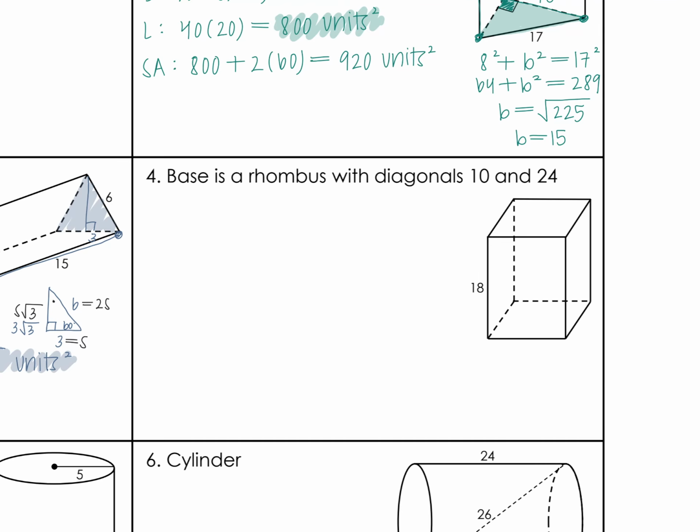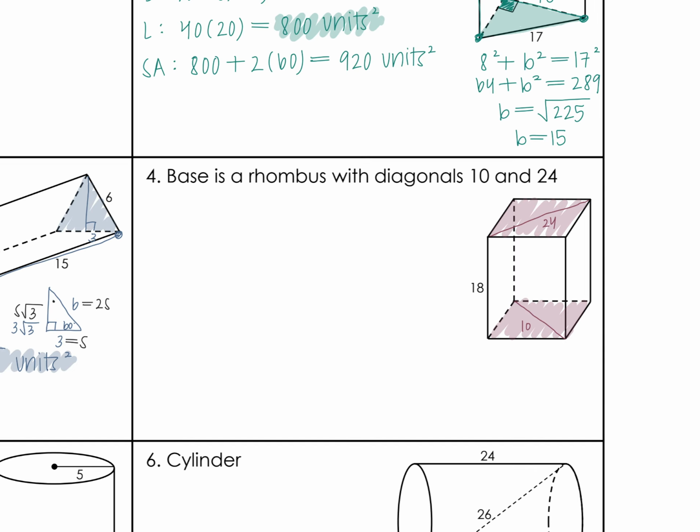Okay, and number 4 here, we are going to have a base as a rhombus. So here's going to be my bases. And they are telling you here that those rhombus are going to have diagonals of 10 and 24. So I'm going to just split this up. I'm going to draw one diagonal here, 24, and then the other diagonal they told me was going to have a length of 10. I'm drawing it down here.